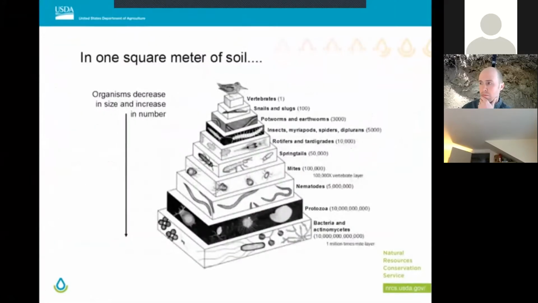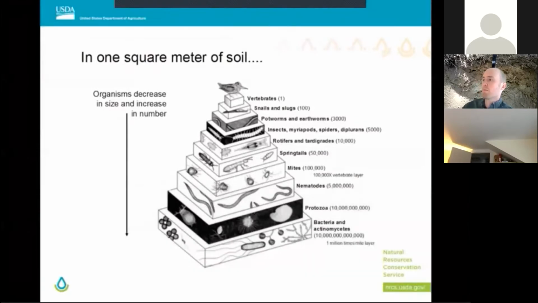Just generally, in 1 square meter of soil, we are talking about the capacity to have a lot of life with a lot of biodiversity. So you can see down at the bottom, we can have into the trillions of bacteria, protozoa, millions of nematodes. And as we look at larger and larger microorganisms up to macroorganisms, those numbers become fewer.